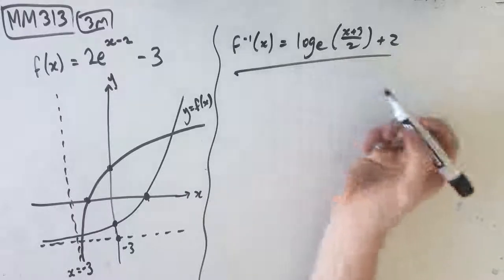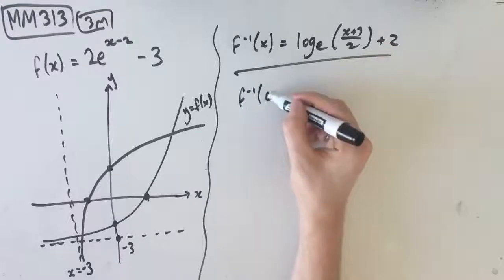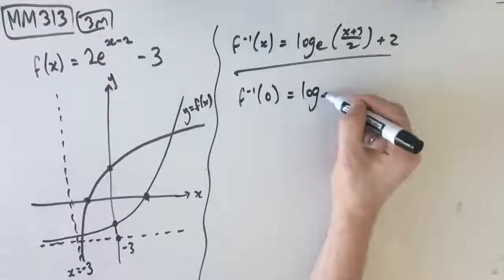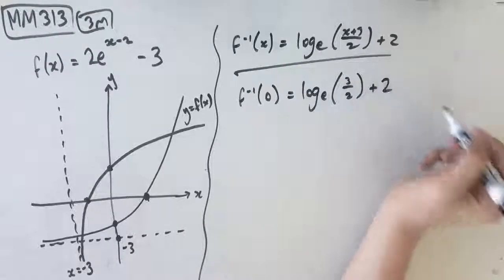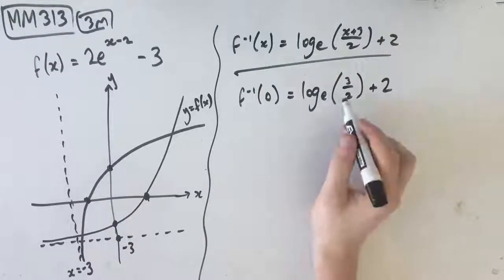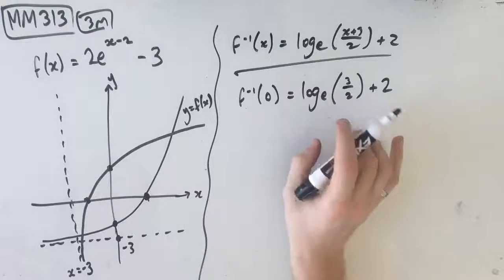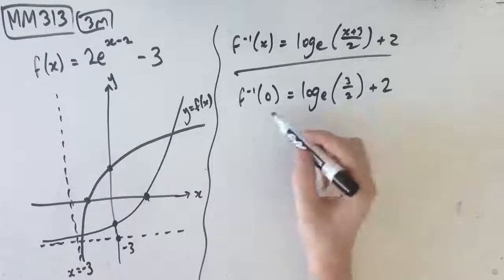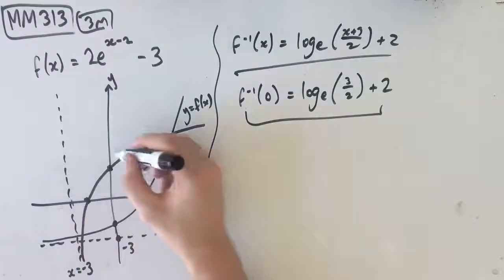Let's start with our y-intercept. Our y-intercept is where x equals 0. So we have log e of 0 plus 3 over 2, which is just 3 over 2, plus 2. Now, this is an exact value, and the question told us to label the intercepts with exact values. So this is exactly what we're going to label it as. This is our y-intercept.